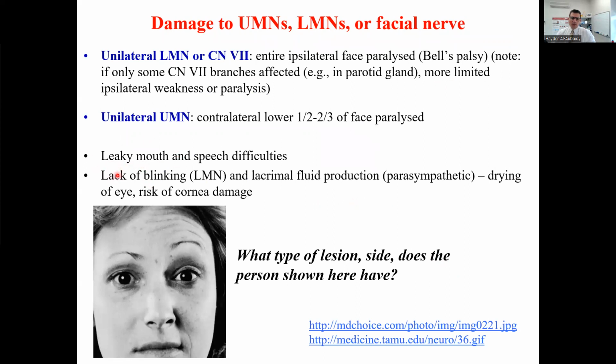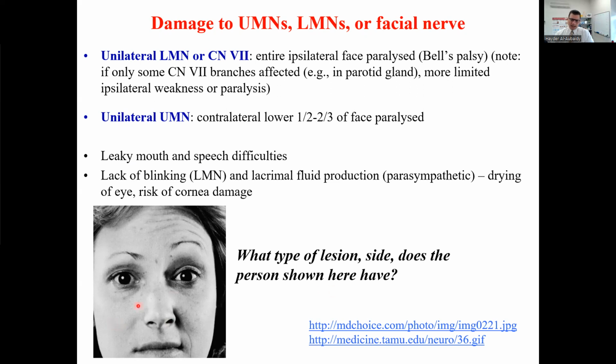In both situations, there will be a leaky mouth when there is paralysis of the lower half of the face, and speech difficulties. In lower motor neuron lesions there is a lack of blinking reflex, and lacrimal fluid production is affected, because of parasympathetic damage or loss of the parasympathetic function of the facial nerve, which may cause drying of the eye and risk of corneal damage. This last one can occur when there is Bell's palsy, when there is complete paralysis of one half of the face.